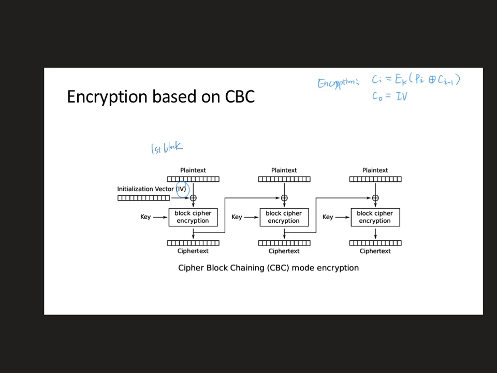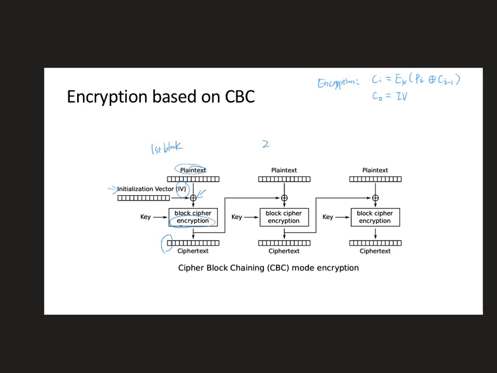In the figure, we can see the encryption of the first block, and there is one initialization vector, so the size of the initialization vector should be the same as the size of the plaintext block. Then we do the XOR on the plaintext block and the initialization vector. Then we get one result. Then we use the secret key to encrypt the temporary result. Then we get the first ciphertext block.